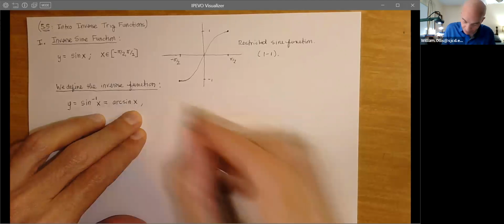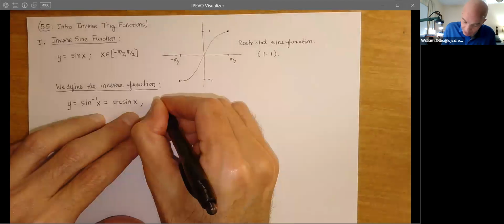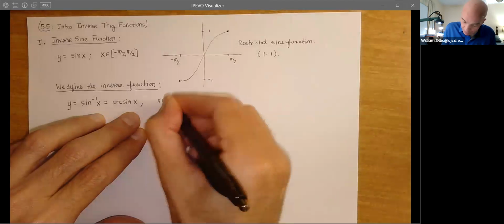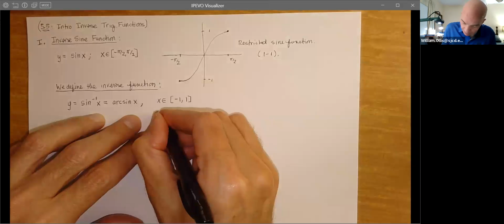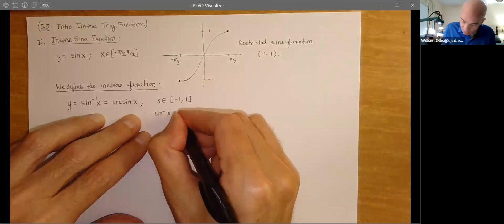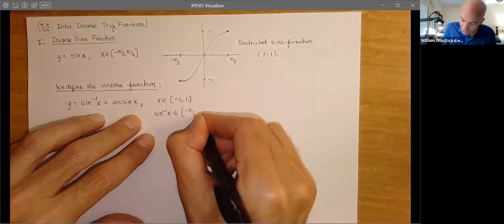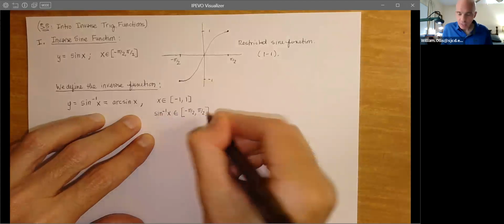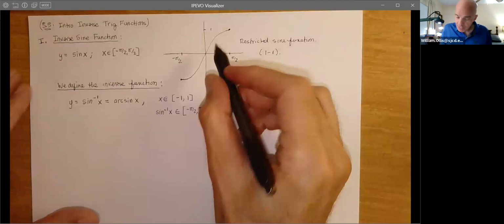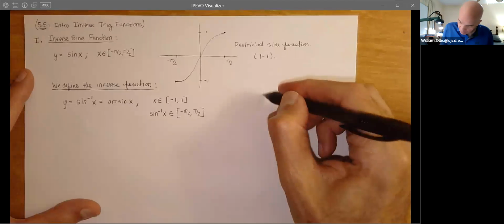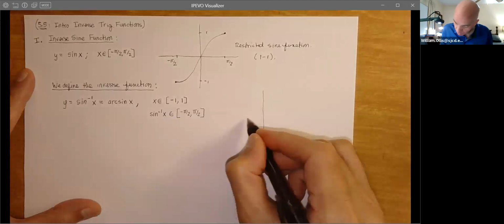Let me do this, where now the x's and the y's have flipped: x lives between -1 and 1, and the inverse sine lives between -pi/2 and pi/2. So we've just defined a reverse path. This is what we call the reverse path. If we reflect this in the line y equals x, we can get a picture of the inverse sine function. And of course, it's going to have vertical tangents at -1 and 1.